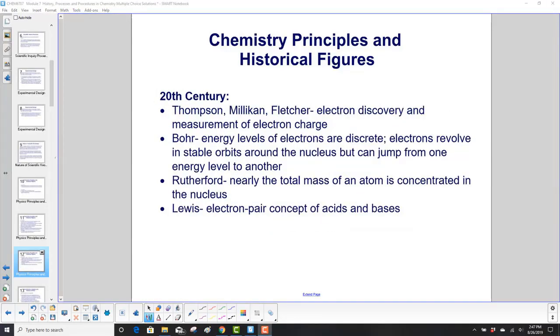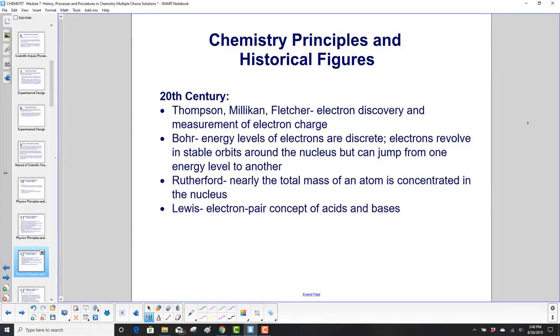Then in the 20th century, we had Thomson, Millikan, and Fletcher, and of course all their assistants, who worked on the discovery of the electron and the measurement of the electron charge, which is the fundamental charge on anything. Can't get anything smaller until you start talking about quarks and nuclear physics, but we're not going to worry about that now. Bohr, the energy levels of electrons are discrete.